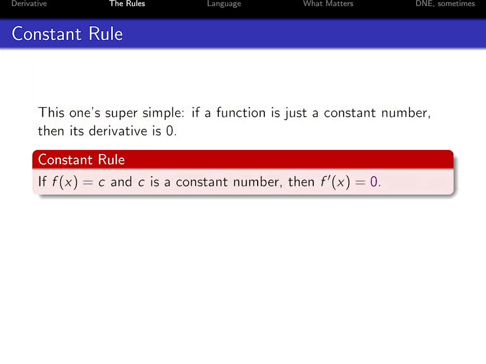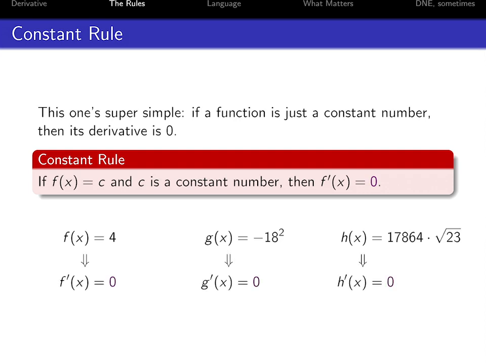This one's super simple. It says that if a function's just a constant number, then its derivative is 0. Simple as that. So if f of x equals c and c is a constant number, then f prime of x equals 0. So if we've got f of x equals 4, g of x equals negative 18 squared, h of x equals 17,864 times root 23, it doesn't matter. The derivative of all of these is 0, right? It doesn't matter how big the number is.